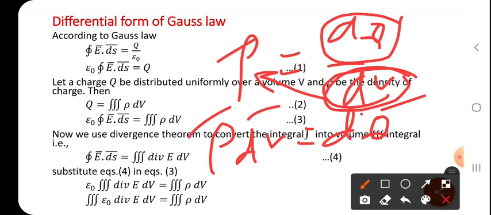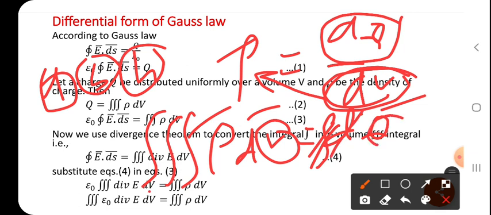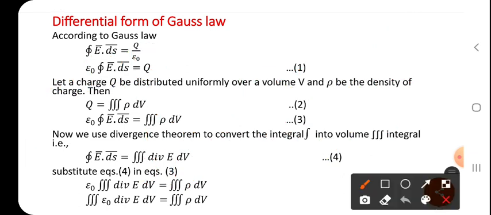Integrating dq on both sides, how many integrations do we have to take? It is a volume, so three quantities are present: length, breadth and height. So we take three integrations. On this side a single integration is enough, since the differentiation is cancelled. So q is equal to the triple integral of rho dv. This is the formula.